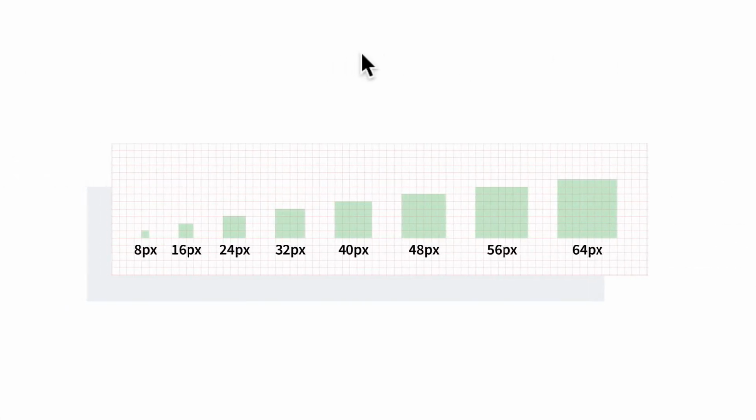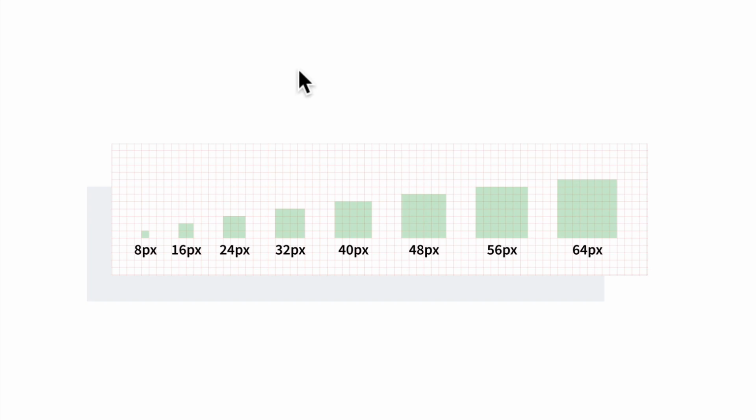I use an 8-pixel base unit because it makes scaling for a variety of devices really easy. Most screen sizes are divisible by 8. It's also divisible by itself. 8 divided by 2 equals 4, 8 divided by 4 equals 2. There are even 4 pixels, 5 pixels, 6 pixels, and even 10 pixel increments.